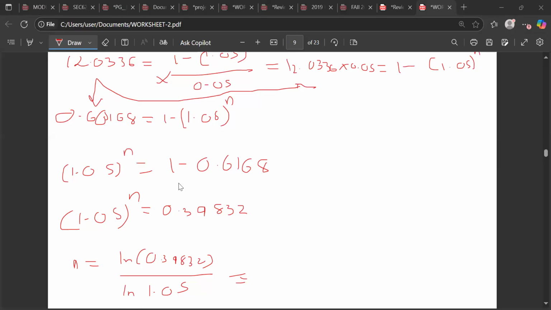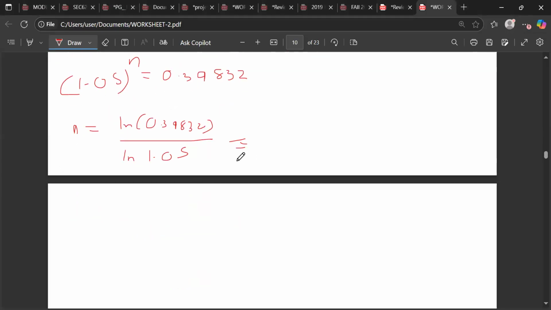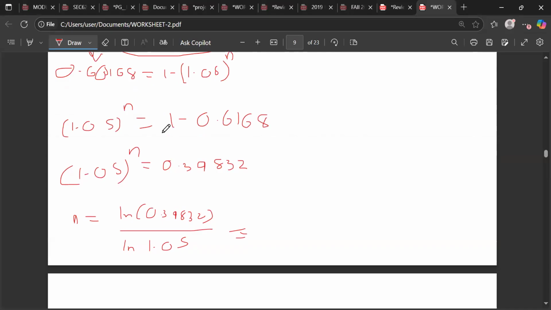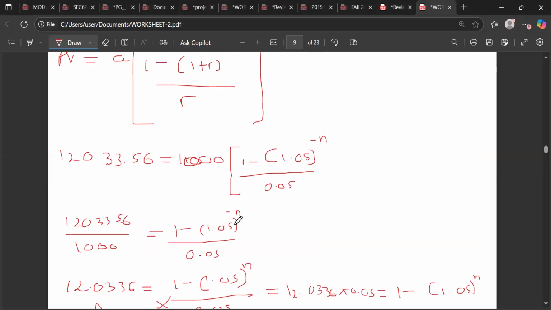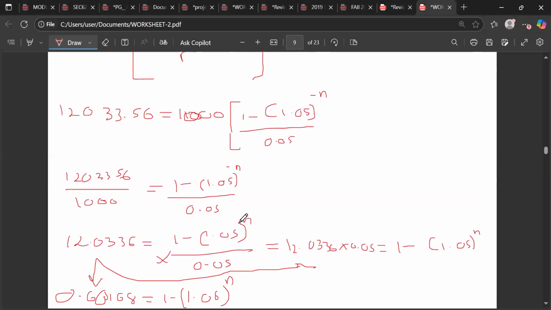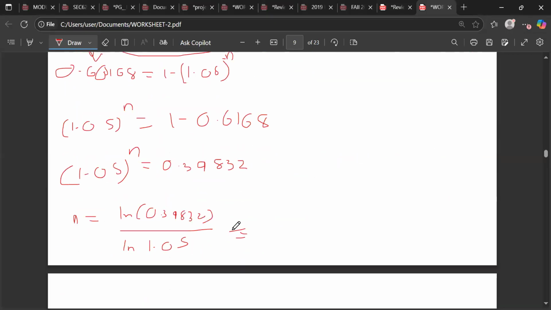Okay, proceed. Now here, when you do all that, the natural logarithm should give you a negative, but you don't pick the negative value, you pick the absolute value. The reason why it's negative is because the power was negative n throughout here. So pick the absolute value, and you're going to get 18.87. So n is 18.87 years here.